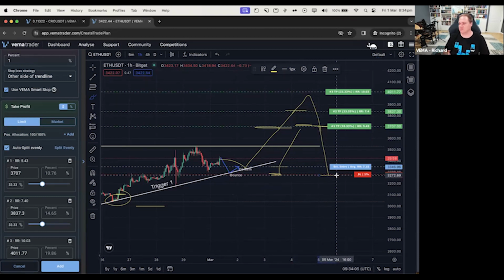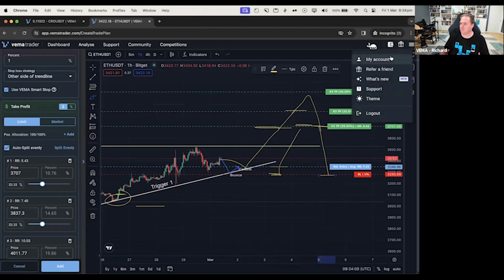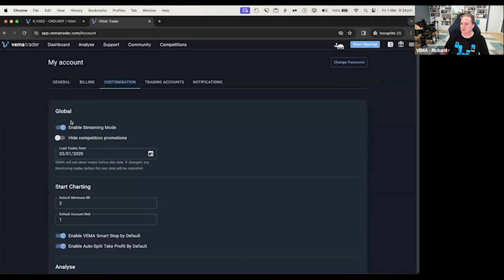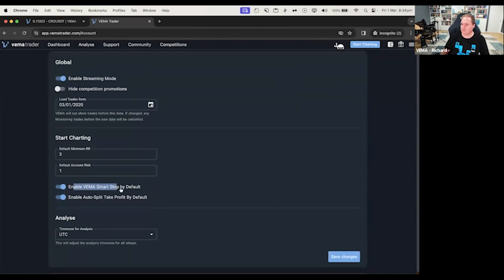Jeff, that's what the VEMA Smart Stop is. And if you come up to the settings icon in the top right-hand corner, my account, and then go to customization, you will find here: enable VEMA Smart Stop by default. If you tick this, then whenever you set up a trade, it will always set up the VEMA Smart Stop for you. So instead of you having to go and add 3 take profits and then go, don't forget to enable the Smart Stop, it's always going to be configured as on for you, which is just another little handy thing.